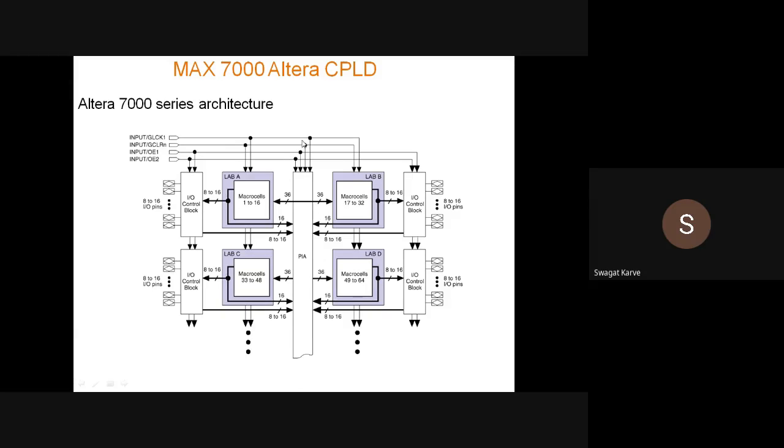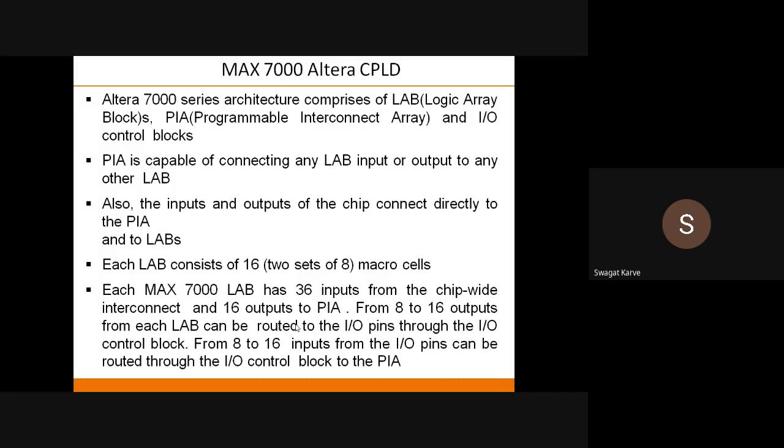Again, I will repeat, this programmable interconnect array is a kind of bus that will transfer data from one lab to another lab. So this is the programmable interconnect array, that is PIA. Then it has logic array block, then input output control block. The role of this PIA is to connect every single lab to each other.